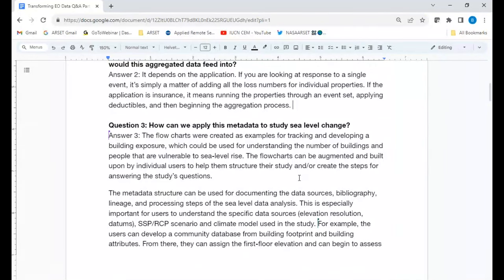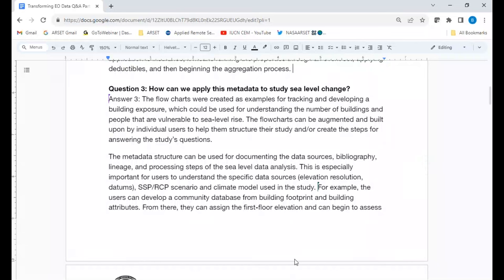Great, thank you. And question three, how can we apply this metadata to study sea level change? So I'll take this one. I got some help from my colleague Georgiana Esquivias answering this. The flowcharts that were created were examples for tracking and developing a building exposure, which could be used for understanding the number of buildings and people that are vulnerable to sea level rise. And as I mentioned, those flowcharts can be augmented and built upon by individual users to help them structure their study and create steps for answering the study's questions.